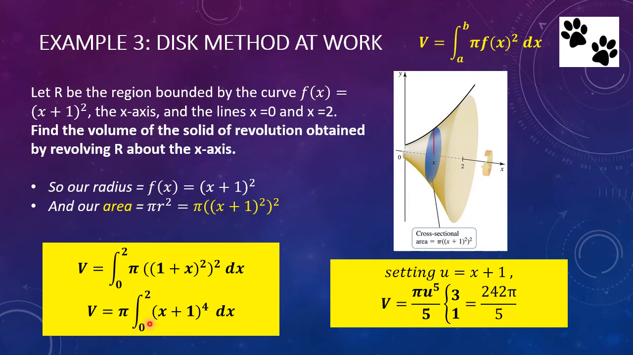Now remember, since we're changing the integral from x values to u values, if x is 0, then u is going to be 0 plus 1 or 1. That's our lower limit that you see here on the right. And when x is 2, the upper limit, 2 plus 1 is 3. So when we evaluate the integral, we get u to the 5 over 5 times pi, evaluated from 1 to 3, and this gives us 242 pi over 5.